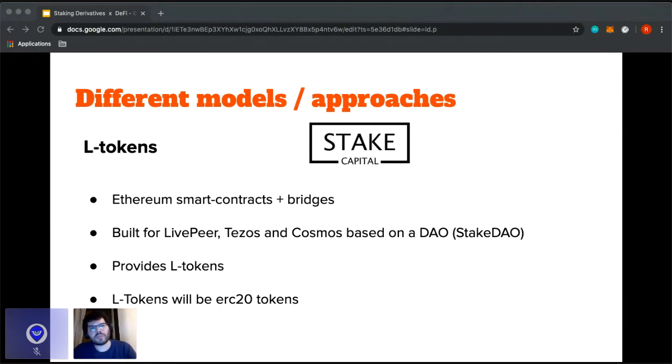Whenever someone wants to delegate to the Stake DAO, to work with Stake DAO, they are going to be provided with L tokens, and the L tokens are going to be different from one blockchain to the other, and probably from one validator to the other. And these L tokens are going to be ERC20 tokens that can be traded on Ethereum directly.